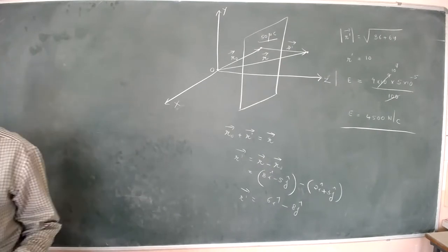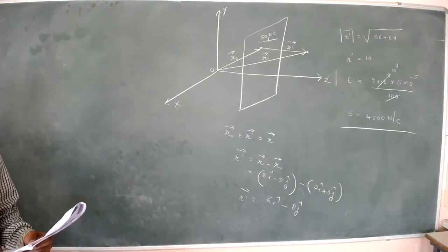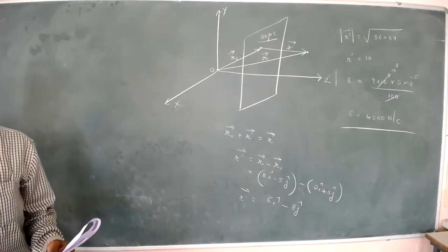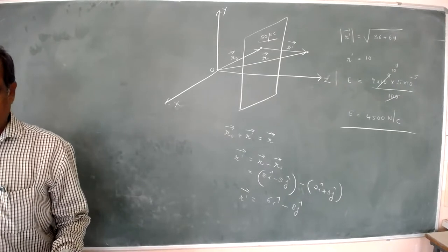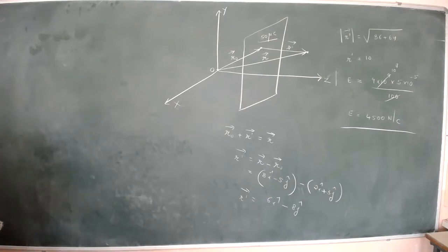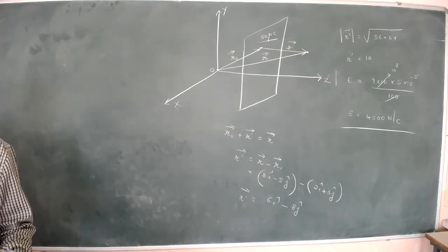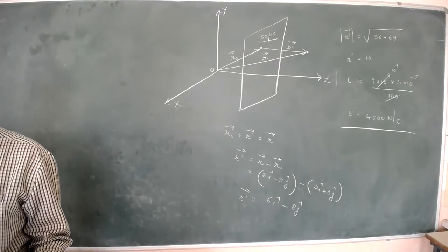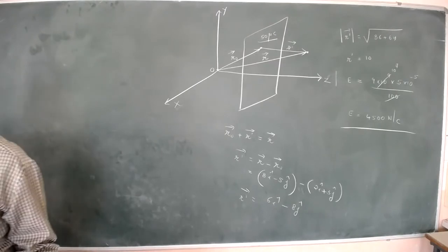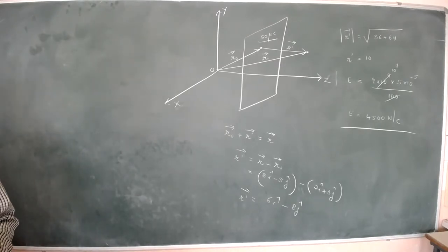But in the next problem, four identical charges Q are fixed at the four corners of a square of side length a. Find the electric field intensity at point P located symmetrically at a distance a by root 2 from the center of the square. Okay.